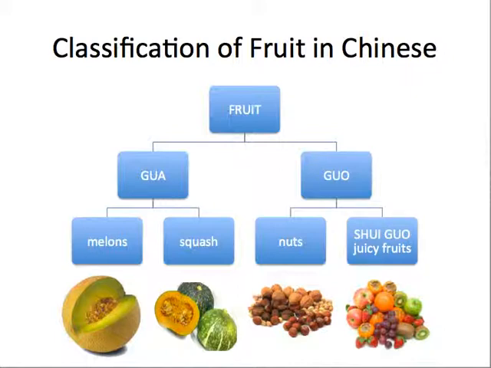And then if you look at guo, an interesting distinction here is that into nuts, and perhaps you didn't think in terms of nuts as being classified as a fruit. Well, it's certainly not classified as a fruit in our culture, but in Chinese it is. And then what we traditionally call probably fruit is shuiguo, which is juicy fruits. And there you can see the traditional things that we recognize as fruits, apples and oranges and grapes.